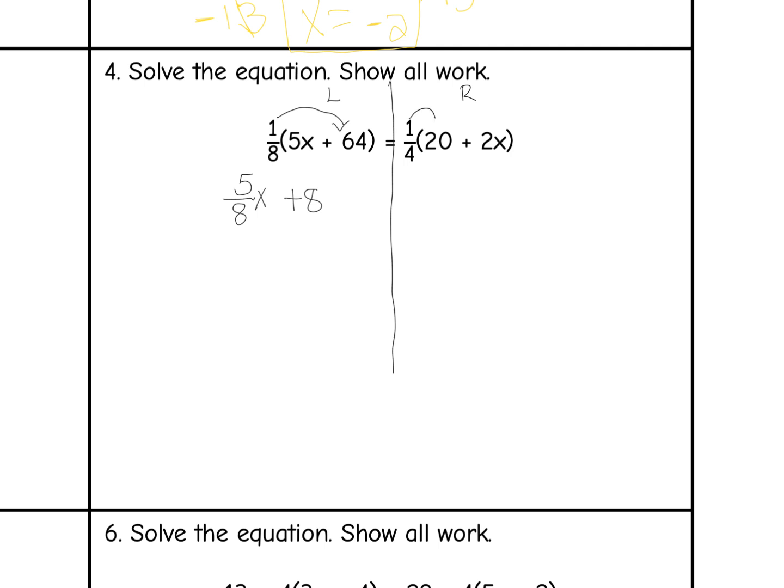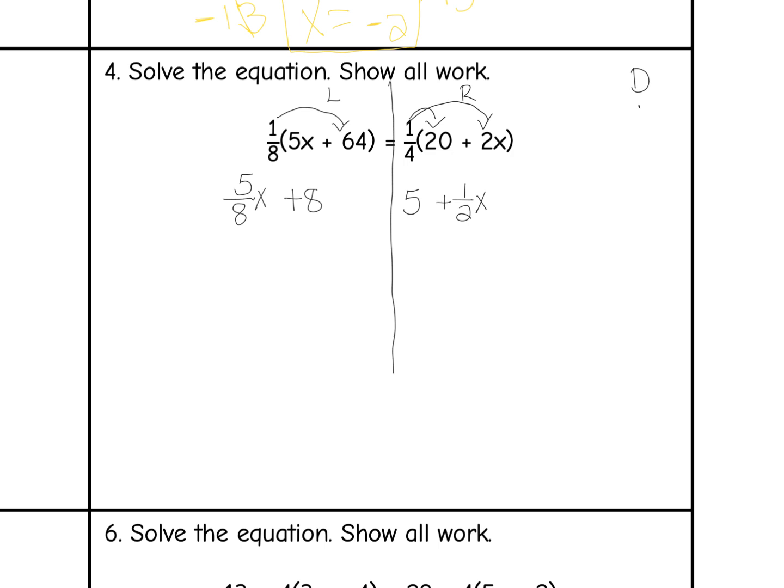I have the 1/4. 1/4 times 20 is 5. And then 1/4 times 2. So a fourth of 2 is a half. And once again, I am going to leave this in fraction form. I just think fractions are easier to deal with. So there is my distribution done. That looks a whole lot nicer to look at than what we started with.